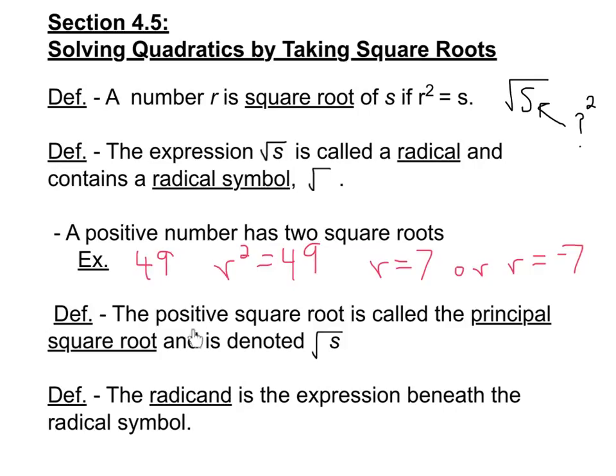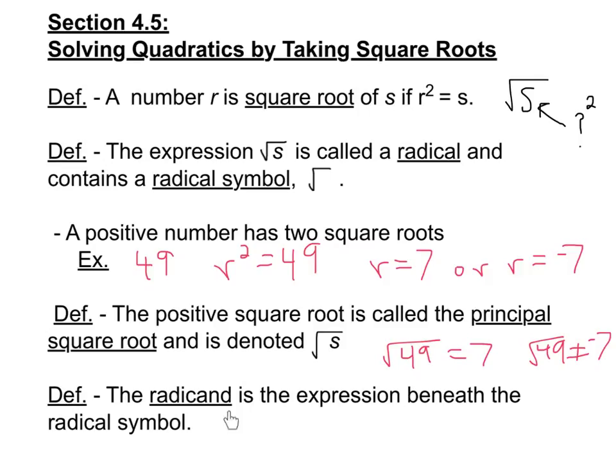Next term, the positive square root is called the principal square root, and it's denoted square root of s. So if you see square root of s, it's automatically talking about the positive square root, or the principal square root. You're not worried about this other answer, r equals negative 7. So if I were to write square root of 49, that only equals 7. Square root of 49 does not equal negative 7. By convention, the principal square root is what is denoted by just the regular radical symbol.